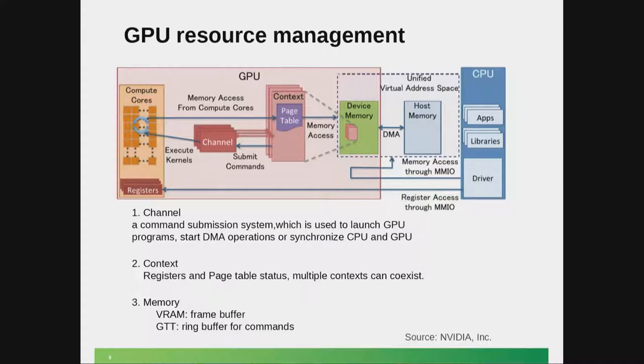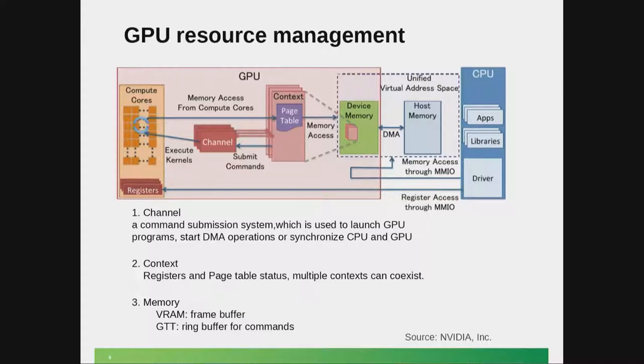And also there's a context. Basically, it's register files and also some page tables for the different tasks running inside the GPU. It also allows multiple contexts together, so it's kind of like the process context idea. And then the memory: there's a device memory, which is the VRAM, and also a host memory, GTT. It usually saves a ring buffer, or sometimes if VRAM isn't big enough, they will send something to the GTT part, kind of a backup.